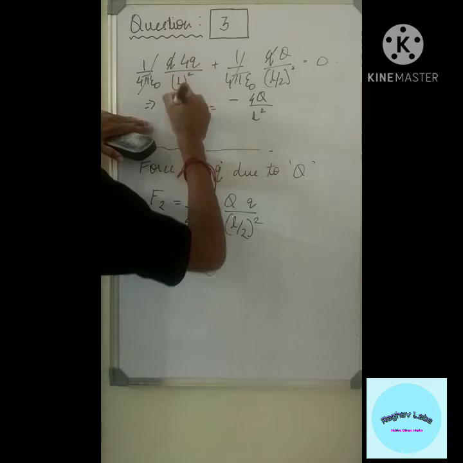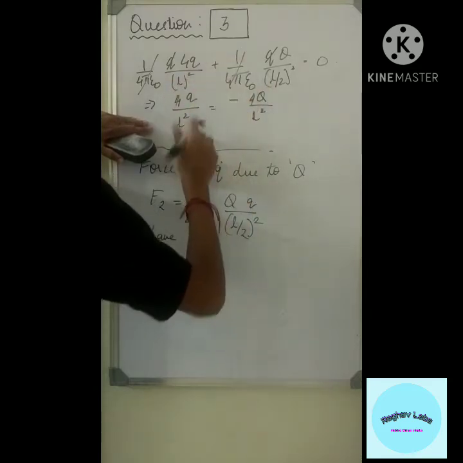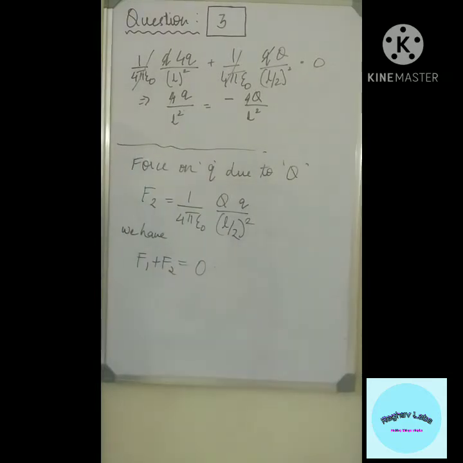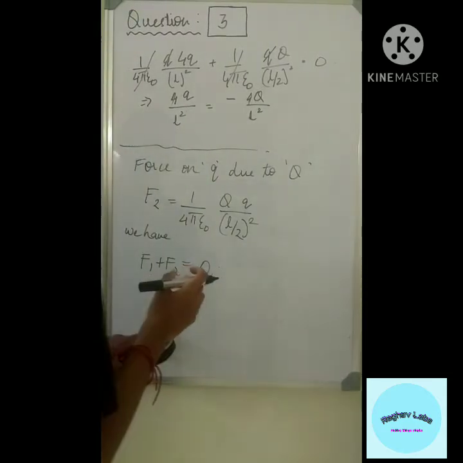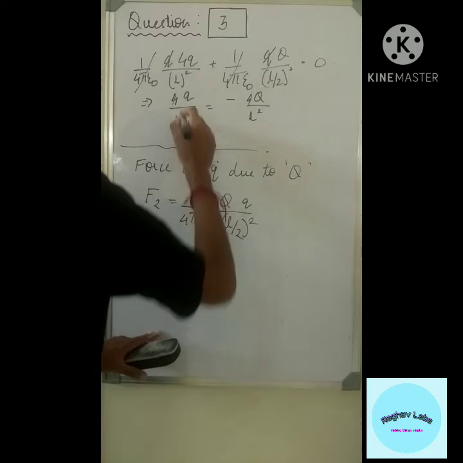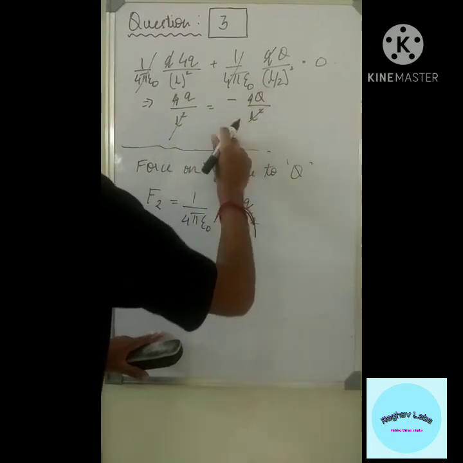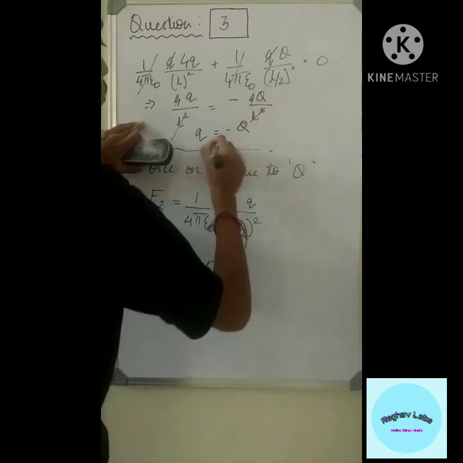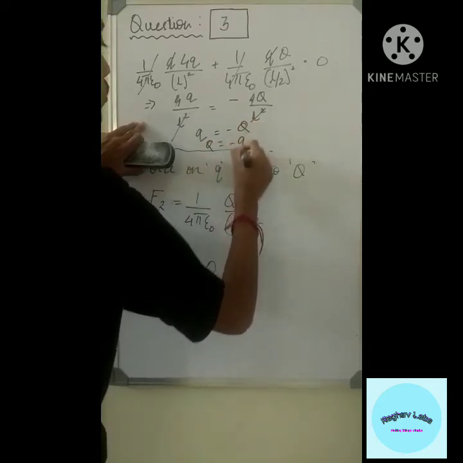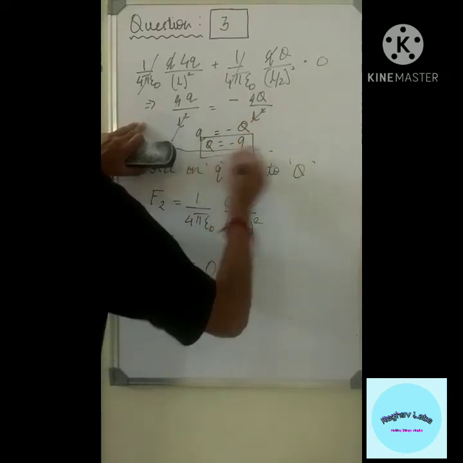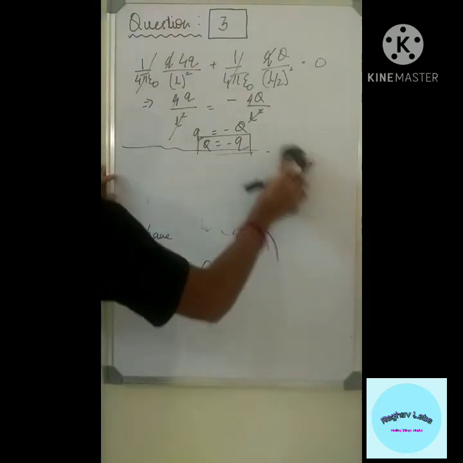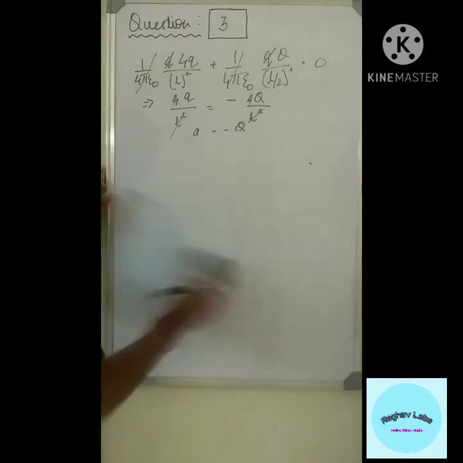The 4 will go up, then again 4 and 4 get cancelled, and L square and L square will get cancelled. Okay, so big Q is equal to minus 4 times small q. Right, I shall erase this and write it clearly so that you can see.